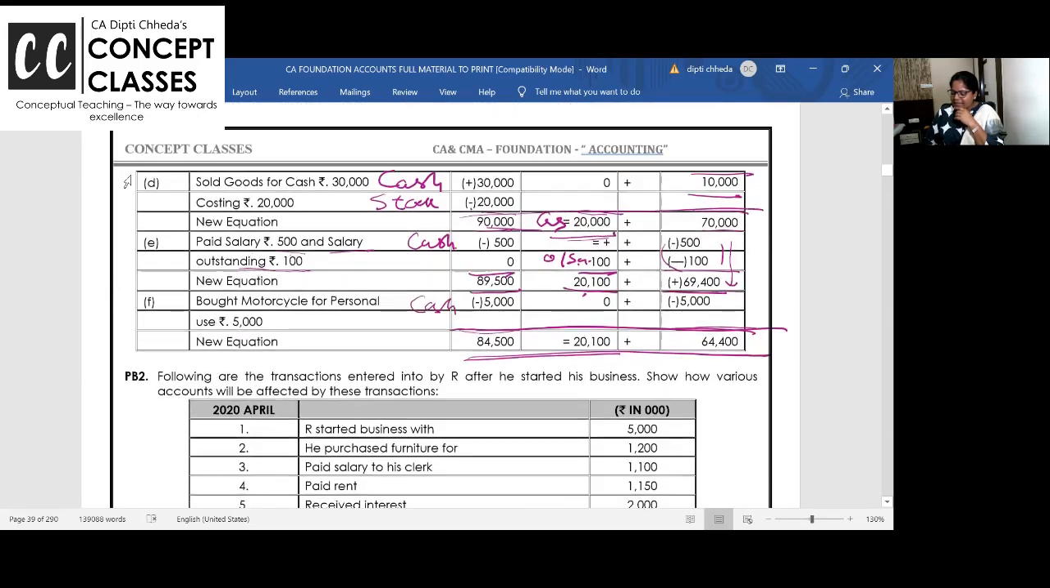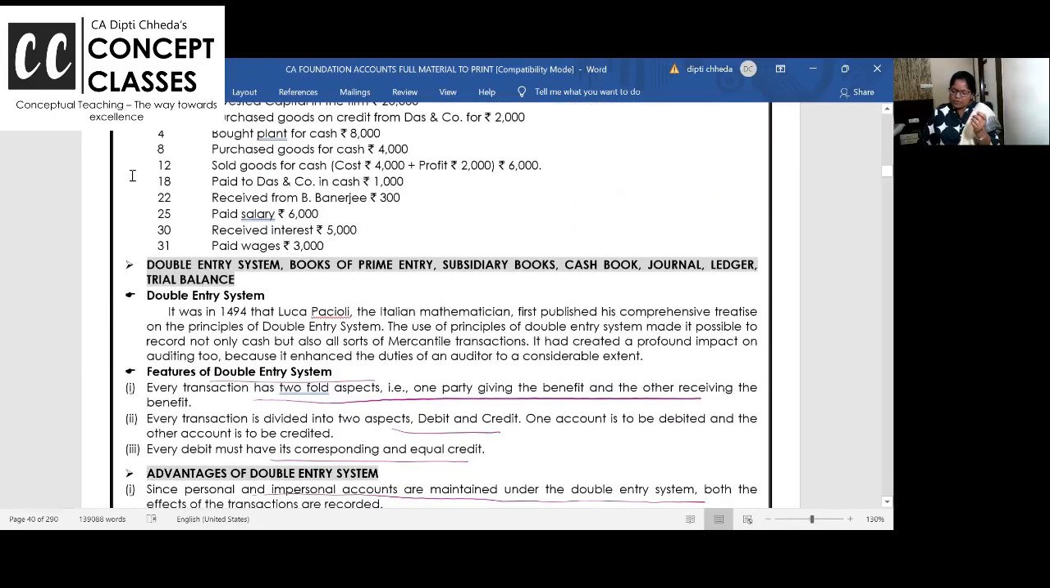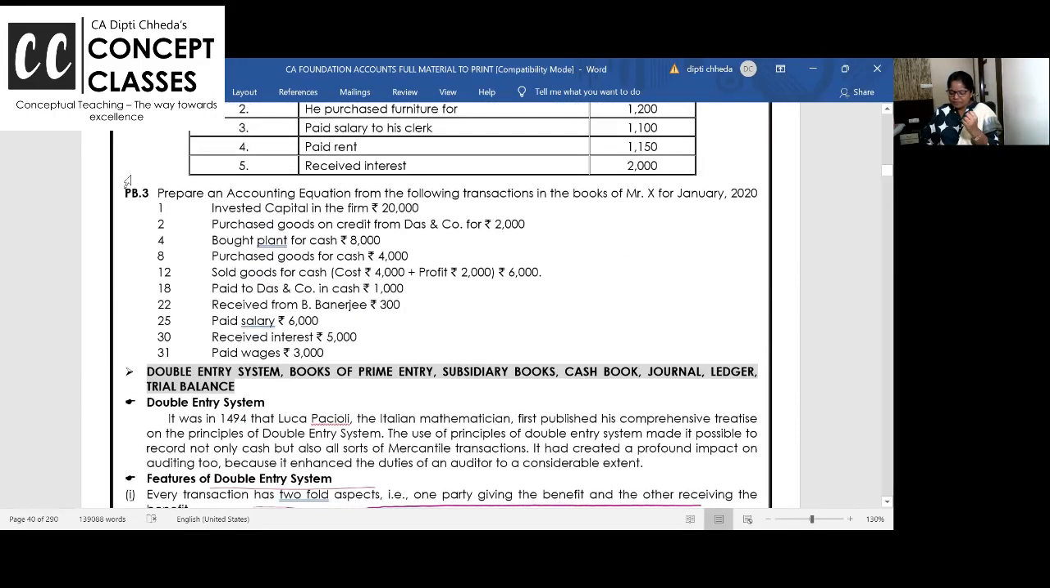Assets, liabilities, and capital. Finally, what is the equation? Assets are 84,500 because cash went out. Liability is the same. And because it's drawings, capital reduces. Drawings and expenses will reduce the capital. Profit and capital introduced will increase it. Shall we do one more problem for making the equation? Usi ke saath karte hain na?